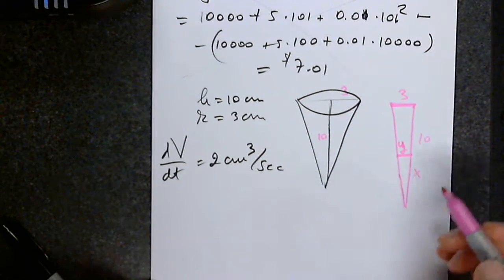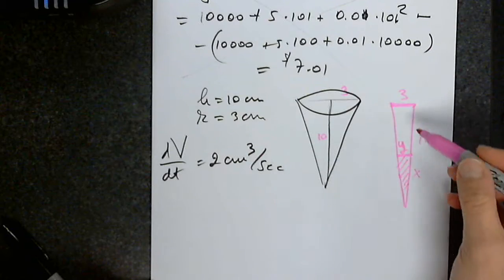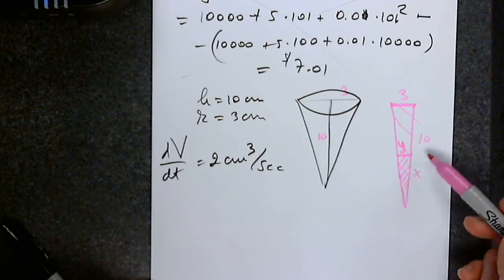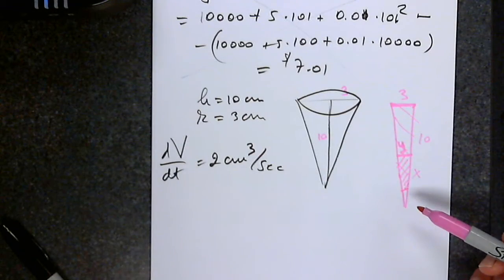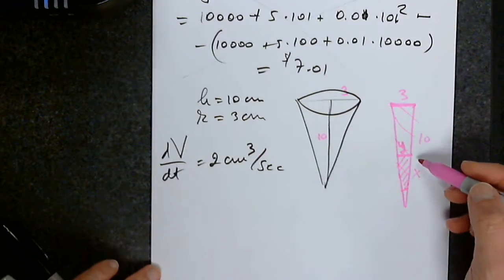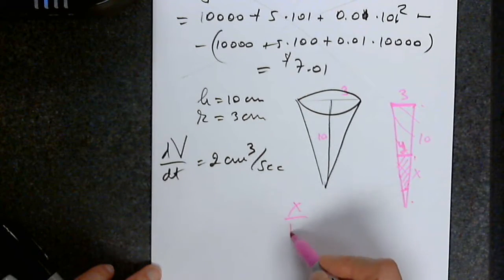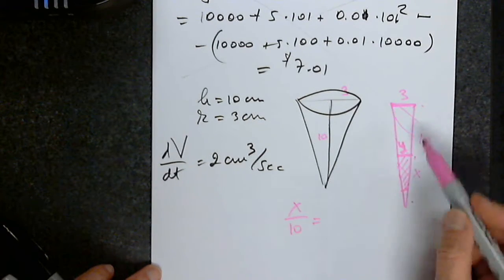So I have here 2 similar triangles. They're both right triangles and they have a common angle, so they are similar triangles. So I can write proportions. x divided by 10 equals y divided by 3.